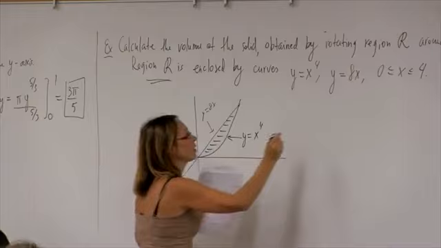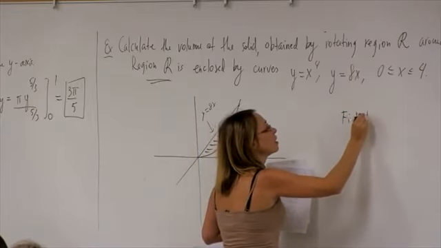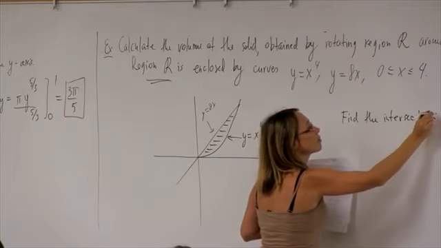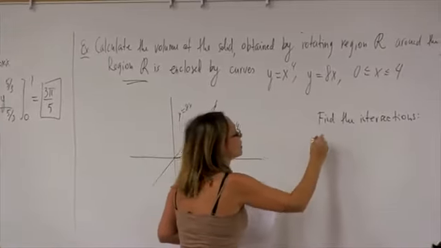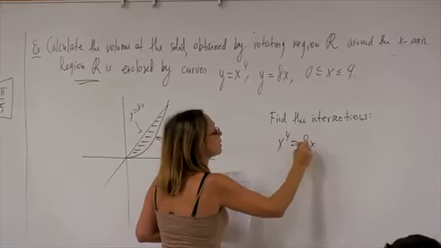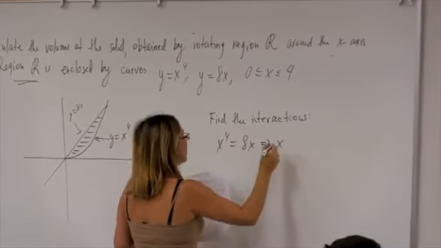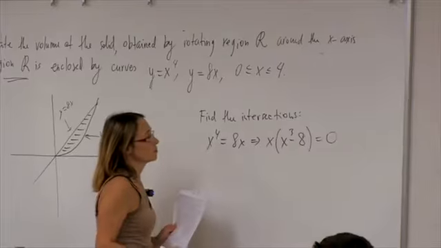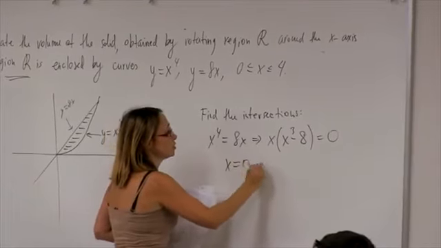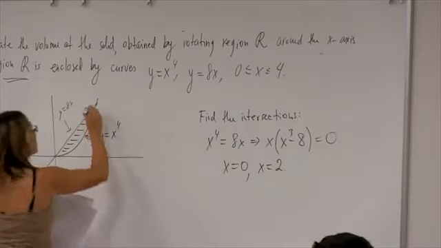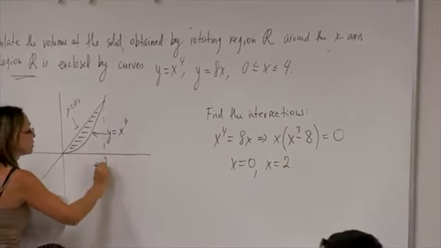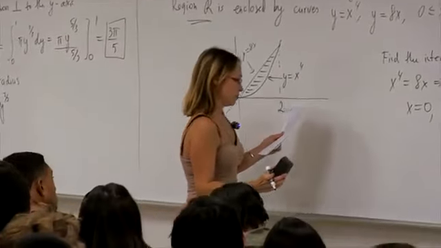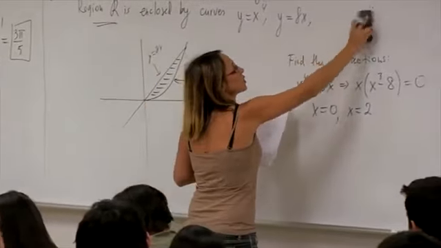Find the intersections. We learned it last time. We have to equate them, right? X to the fourth is equal to 8x. So I have x cubed minus 8 equals 0. What are the answers? X equals 0 and x equals 2, right? So this point here is 2. I don't see the point of this condition, actually. Let's erase it.